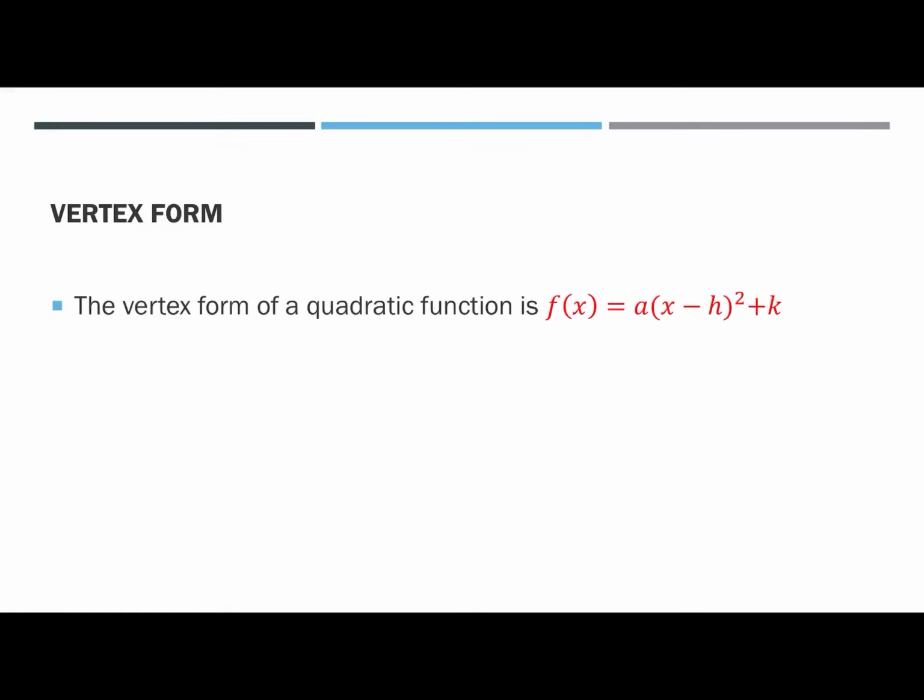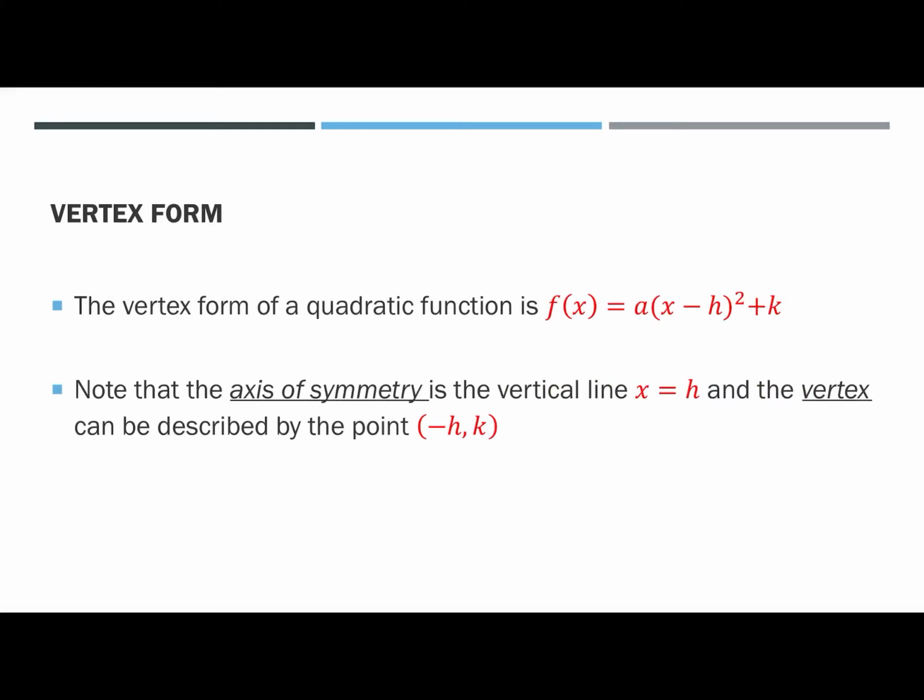So we've gone over standard form. We know what that looks like. Vertex form of a quadratic function is f of x equals a times x minus h squared plus k. So I know that's a lot of variables, but keep in mind that a, h, and k are just placeholders for numbers. Okay, so let's talk about what those numbers mean.